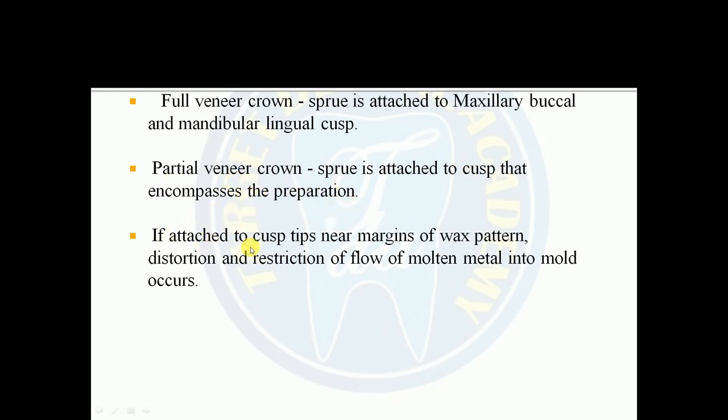If attached to the cusp tip near the margin of the wax pattern, what will happen? It will get distorted and restrict the flow of the molten metal into the mold. So please keep this in mind that you never ever attach your sprue former to the cusp tip or near the margin of the wax pattern. Why? Because it distorts your pattern, and it restricts the flow of the molten metal into the mold.